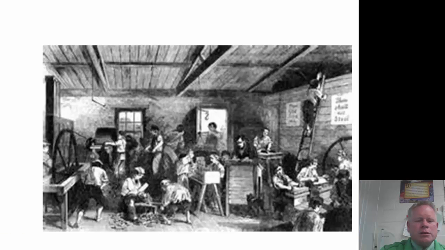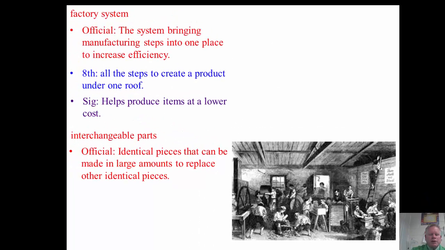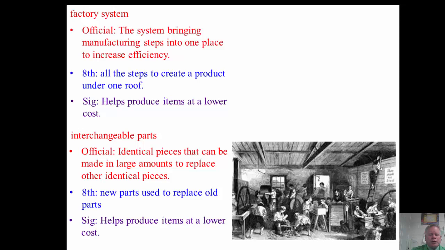Interchangeable parts. Identical pieces that can be made in large amounts to replace other identical pieces. Before they had interchangeable parts, everything had to be handmade and not every part was identical. New parts are used to replace old parts. This helped produce items at a lower cost.